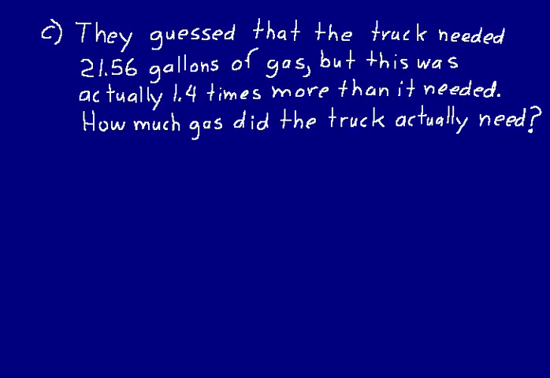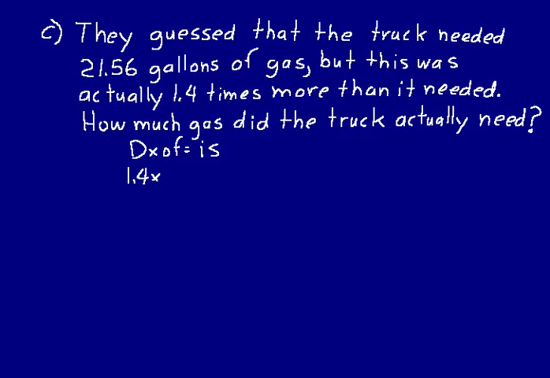It says that they guessed that the truck needed 21.56 gallons of gas, but this was actually 1.4 times more than it needed. How much gas did the truck actually need? Well, we see we're working with decimals here, so let's just set up our decimal formula. D times of equals is. Now we're told that we were given 1.4 times more gas than actually needed.